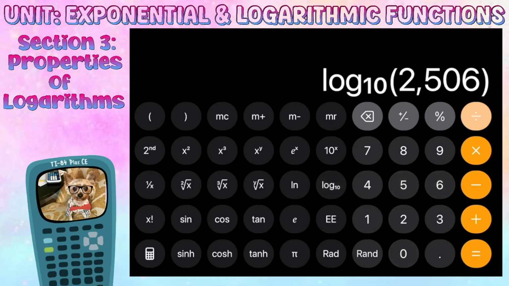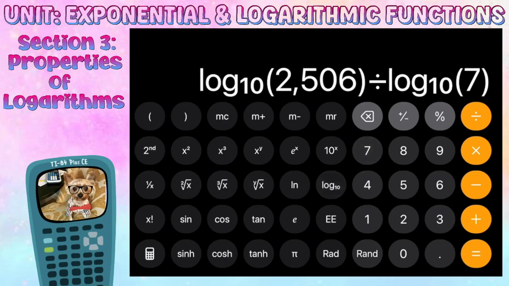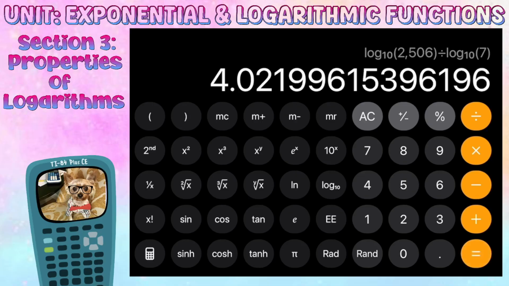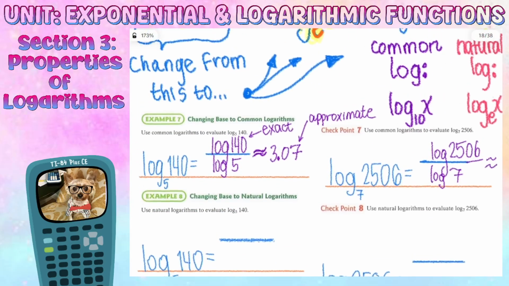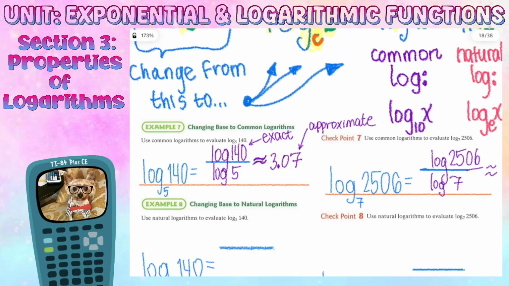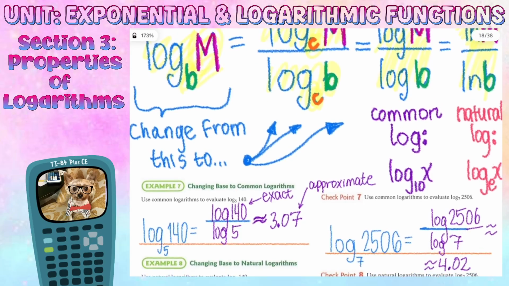2506 log divided by, your calculator, you might have to hit log first, okay? And to find log, you might go into a menu, Google it for your calculator. You're not allowed to use an iPhone calculator on a test or quiz, obviously. 7 log, 4.02-ish. There you go. So that's the end of these two examples. And to see how we do it with natural log, just go ahead and check out the next video.